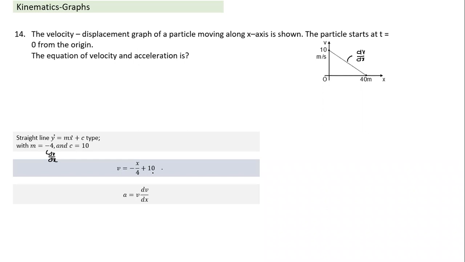What is v? v is given, and dv by dx is equal to minus 4. So I multiplied this term by minus 4. Sorry, what have I done? Sorry, my mistake. This is minus 1 by 4. The slope is, sorry, this is 10 by 40, the minus 1 by 4. So I multiply this equation by minus 1 by 4, and I get my acceleration equation.